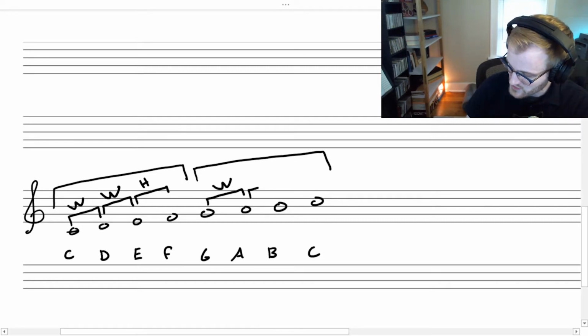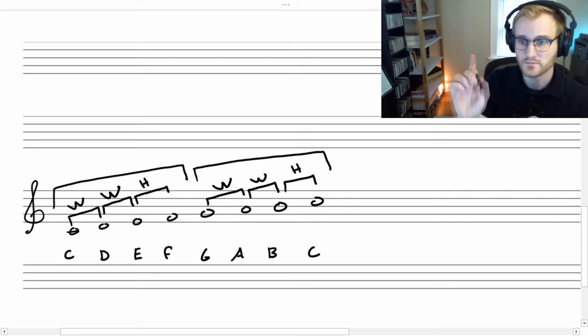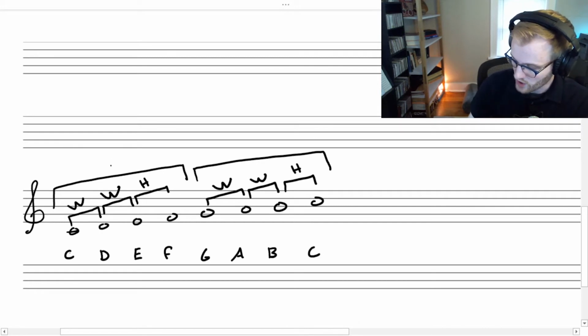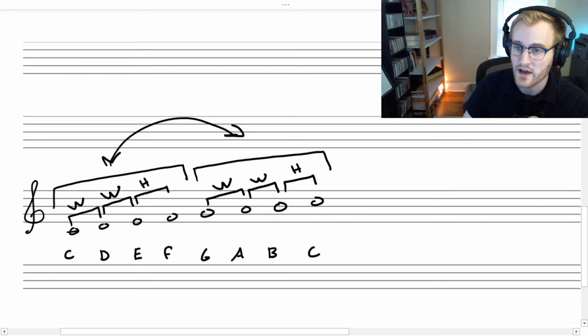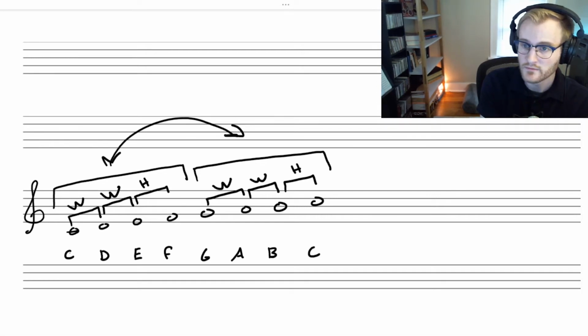We can also say that the distance between A to B is a whole step, and that the distance from B to C is a half step. So notice these two things are equal, right? We have the same pattern from one half of the scale to the other. So this sounds an awful lot like this.